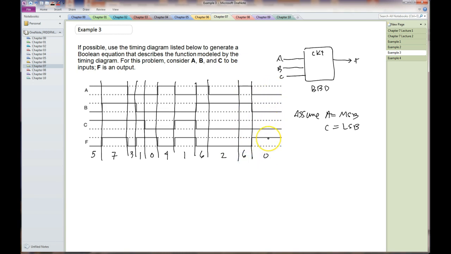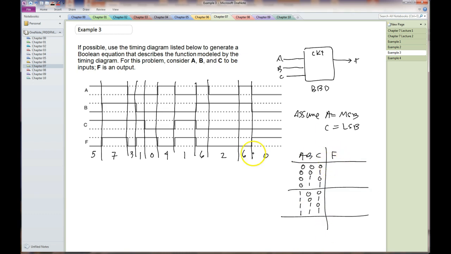And I think we're done. So we have this sitting here. Now we could write this directly, but I think for this problem I'm going to go for writing a truth table. So here we go on the truth table. So we're going to read off this line here and fill in this truth table.